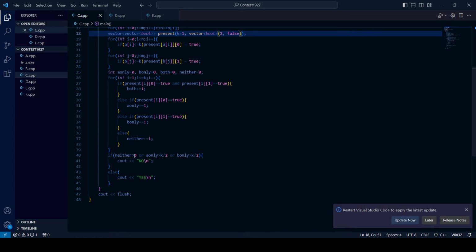If neither is greater than 0, then obviously it's not possible. If a-only is greater than k/2, it's not possible. If b-only is greater than k/2, it's not possible. And if none of these are the case, then it's possible. So that's the solution.